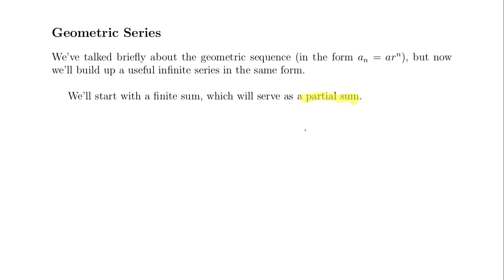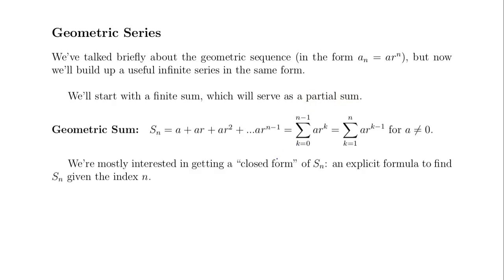Because remember, we'd like to be able to find convergence of this series. And to do that, so far, our only trick is to take a look at the partial sum, see if we can figure out an explicit form for the nth term of the sequence of partial sums, and then we'll take a limit and see what the limit of that sequence is. So here's our geometric sum.